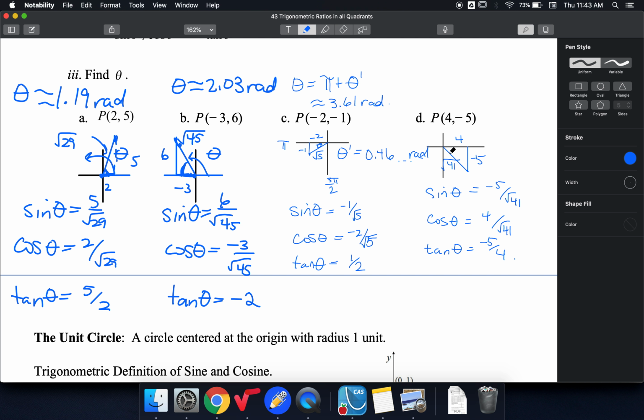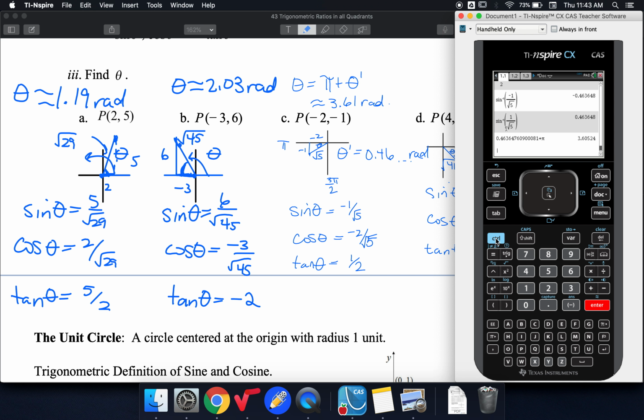And now my theta is going to be between 3 pi over 2 and 2 pi if I'm finding the positive angle, or it's going to be between 0 and -pi over 2 if I'm finding the negative angle. So my reference angle is here. That theta I'm going to find by doing trig, and I could do sine inverse or cos inverse, whatever I do, I'm going to pick my positive ratio, 5 over root 41. So there's my reference angle, it's positive.